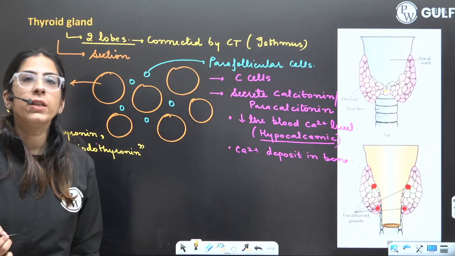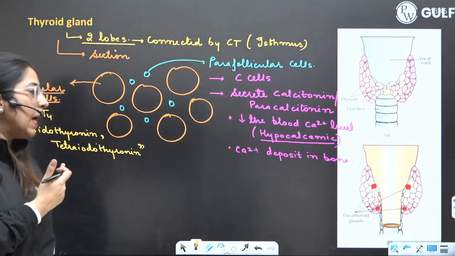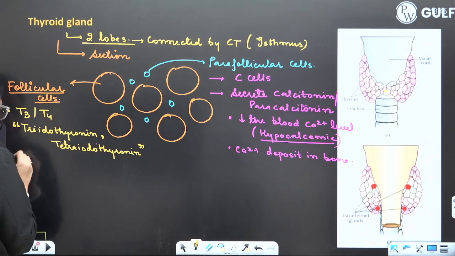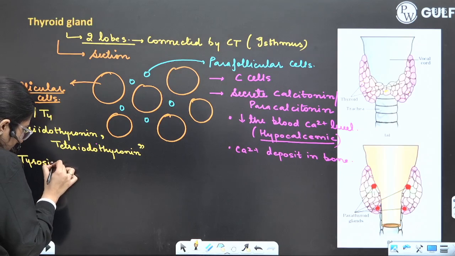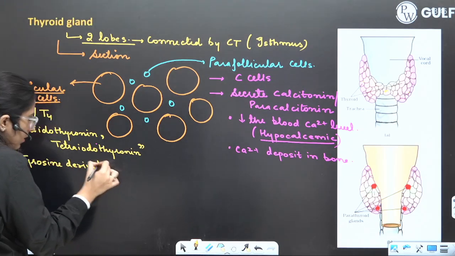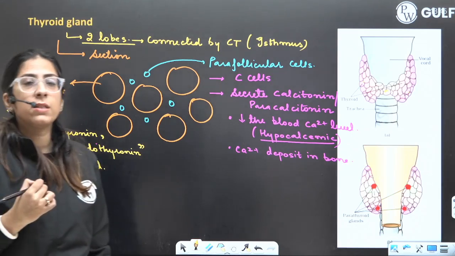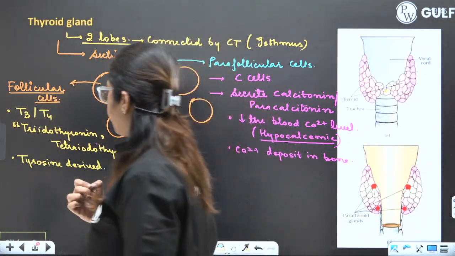Iodo means iodine is there. So the iodine containing hormone is this only. And these hormones are tyrosine derived. Now what is this tyrosine? Tyrosine is an amino acid. This is the tyrosine derived hormone.